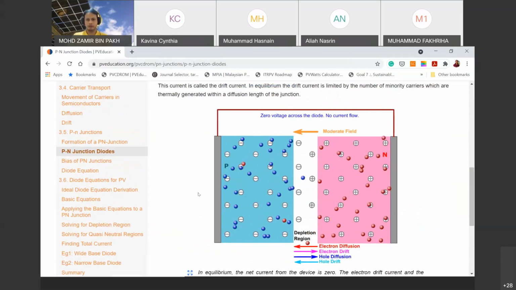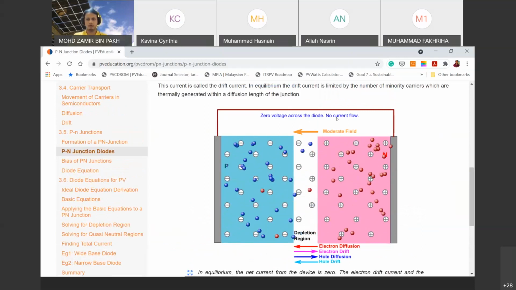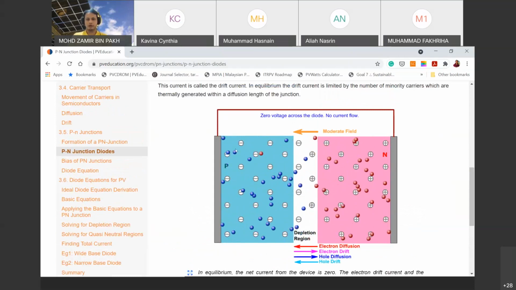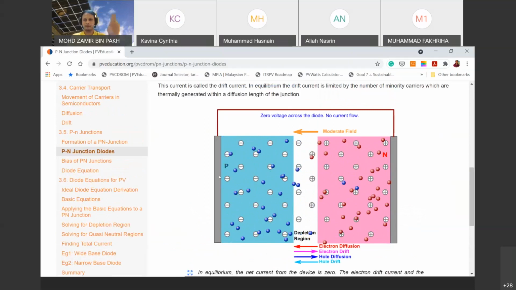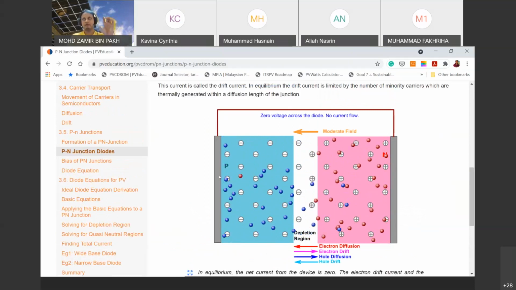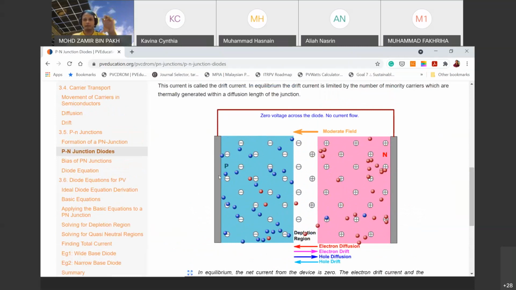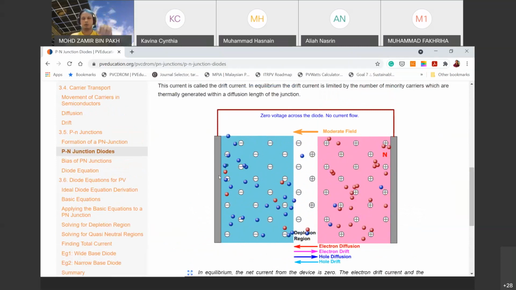So at zero voltage across the diode, there's no net current flow, right? We have an electric field across the junction. On the P side, the left hand side, we're going to have a negative fixed charge. Okay, earlier we plotted Q N A, right? Negative Q N A. This is the Q N A thing.